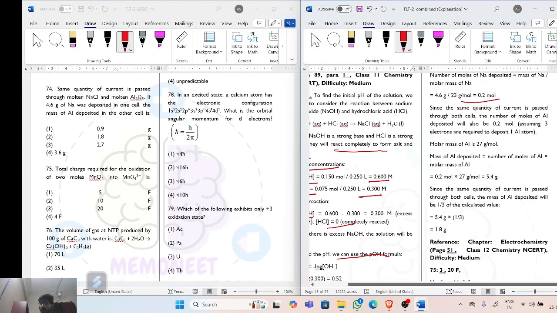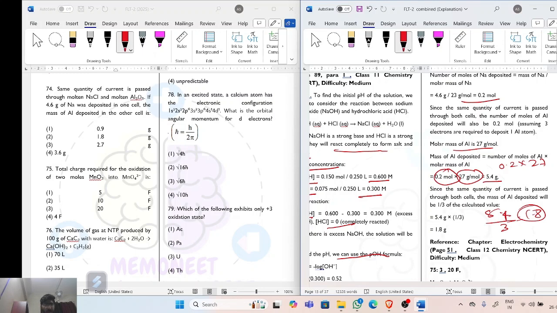Now the same quantity of current is passed in both cells. The molar mass of aluminium is 27 gram. The mass of aluminium deposited equals the number of moles of aluminium multiplied by the molar mass of aluminium. Taking 0.2 mole and molar mass 27, 0.2 into 27 is 5.4 gram. Since the same quantity of current is passed through both cells, the mass of aluminium deposited will be one third of the calculated value. So 5.4 divided by 3 comes out to be 1.8.